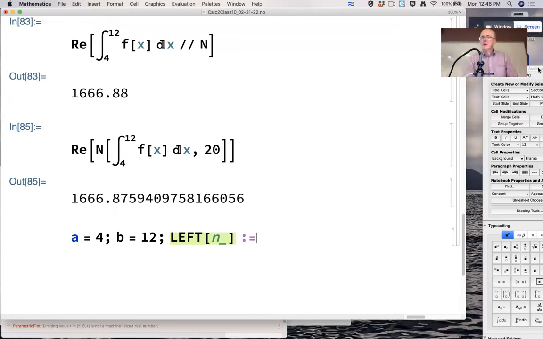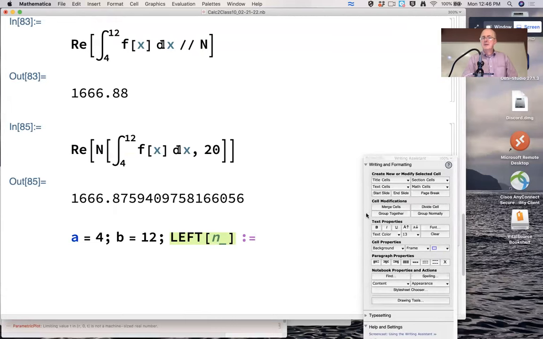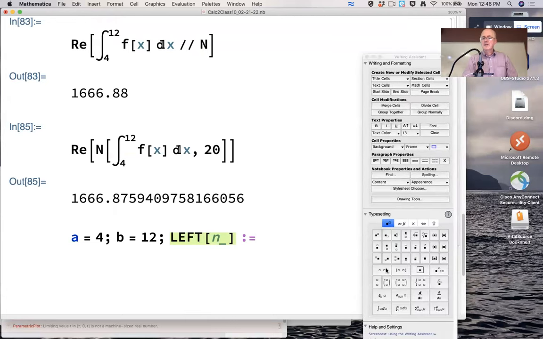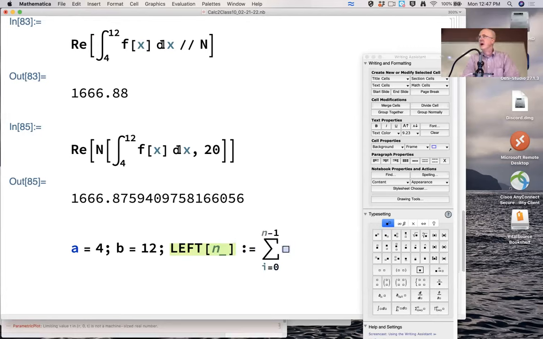And you just need to go over to your palette, like the writing assistant here. Make sure you've opened the typesetting menu. And the summation symbol's down there. Just click that. Let i go from 0 to n minus 1. You just got to tab over to these different boxes. The function I've already given a name to, it's called f. Just type the f in there.